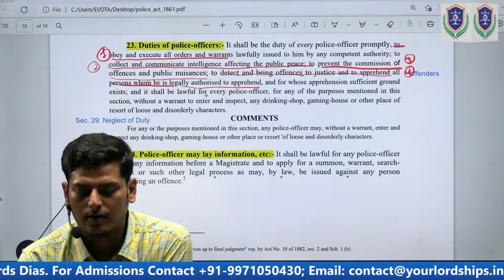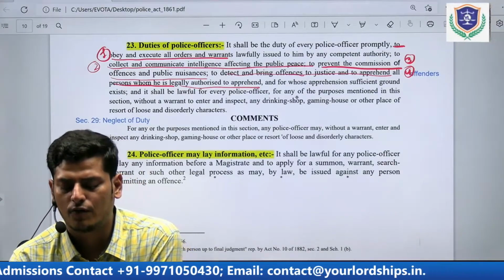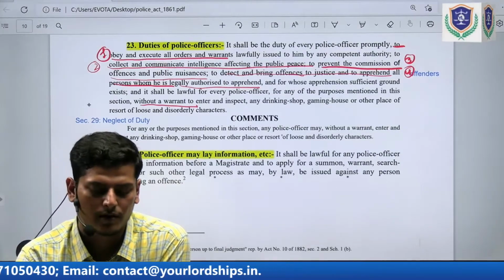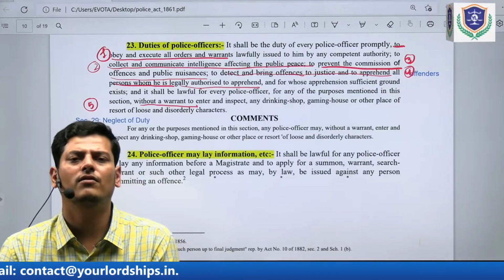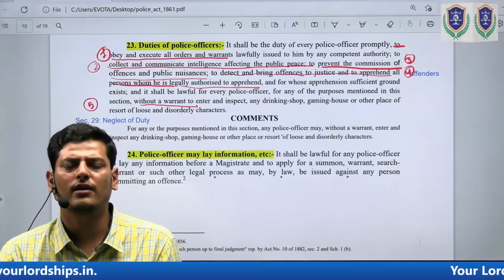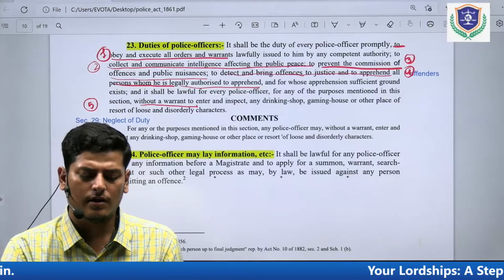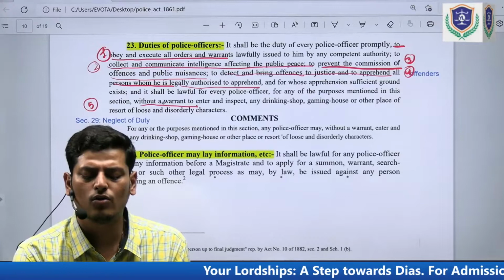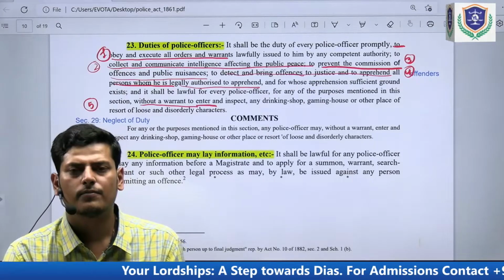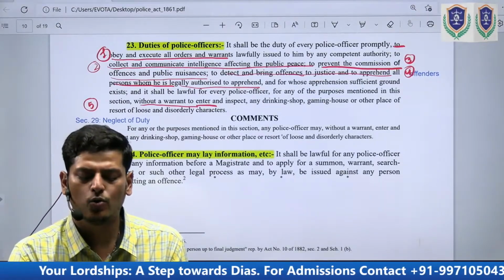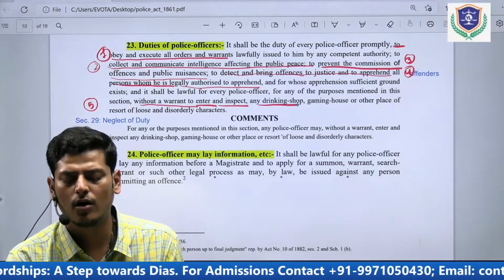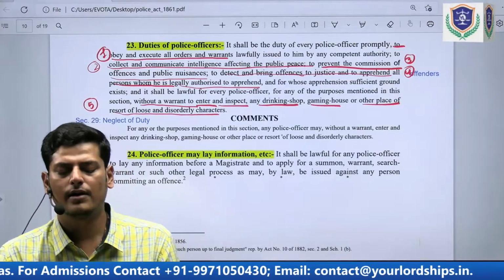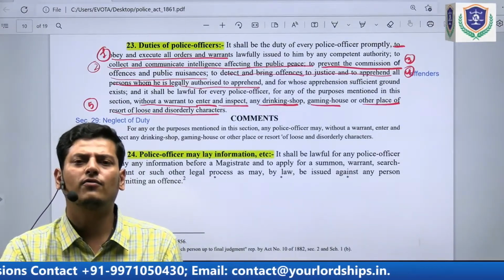Then it shall also be lawful for the police officer, for any of the purposes mentioned in this section, without a warrant. This one is very important. एक तो आपको पता होगा, without warrant arrest किया जा सकता है. So इस यहाँ पे अभी आगे भी आएगा एक अदर सेक्शन, या अरेस्ट तो नहीं है, लेकिन विदाउट अ वारंट the police officer is empowered to enter and inspect any drinking shop, gaming house and other place of resort of loose and disorderly character. So these are just some of the general duties.